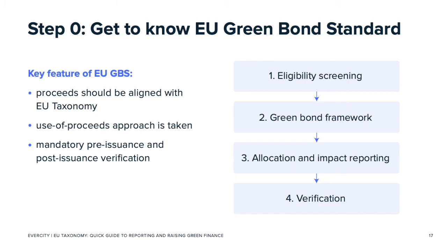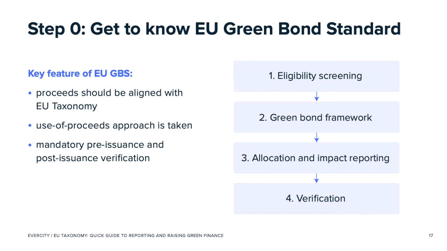Then the second part is creating a green bond framework. The framework is a key document which informs the investors about the future use of proceeds. It can be considered as marketing of a green bond, something that you will send when you want to sell the bond and inform people that it's a green bond. Also in the EU GBS, you have to mention your alignment with the EU taxonomy. Then, of course, you issue the bond.